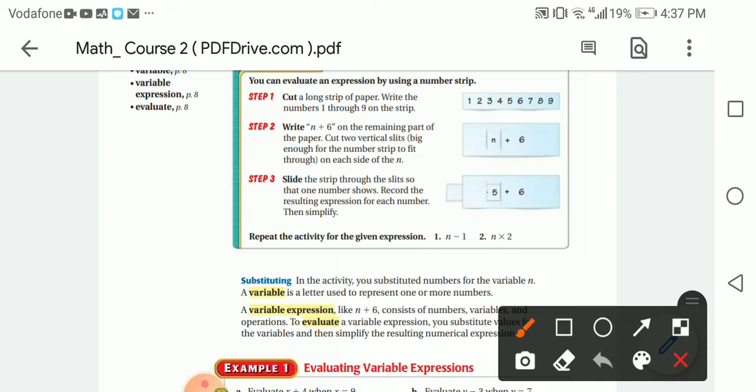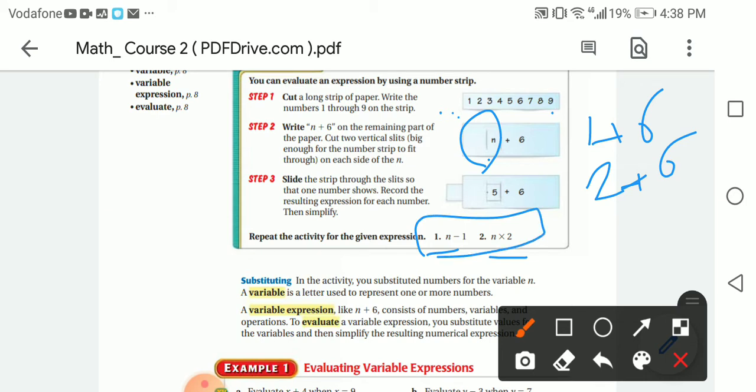Okay, here I substitute. I want you to know that I have here n. This is the number n, and the numbers I have are from 1 to 9. Every time I can substitute n by 1, 2, 3 until 9. Repeat the activity for n minus 1 or n times 2. What does this activity mean? I can substitute n by the numbers: 1 plus 6, 2 plus 6, and so on. And here it asks me to repeat the activity by substituting.